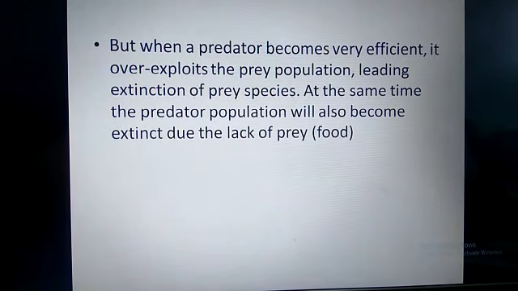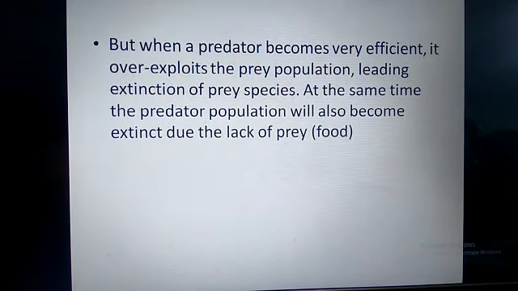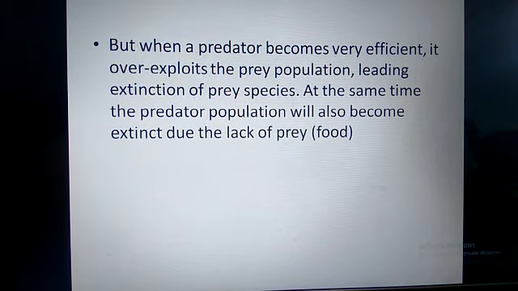But when the predator becomes very efficient, that is, when the population of the predator becomes high, it overexploits the prey population, leading to extinction of the prey species. And at the same time, the predator population will also become extinct due to the lack of food.